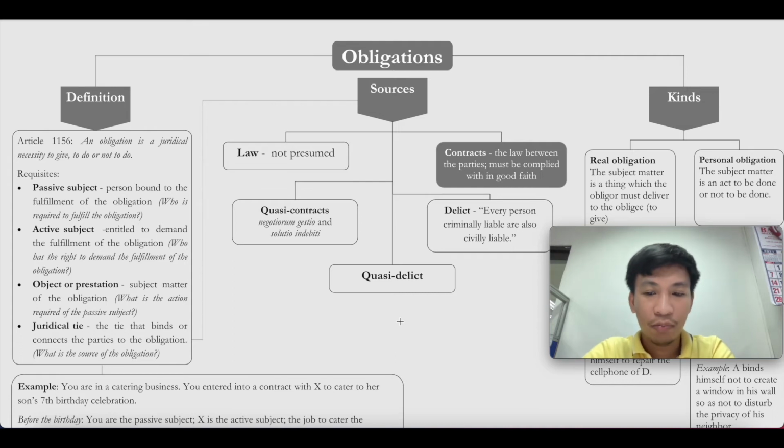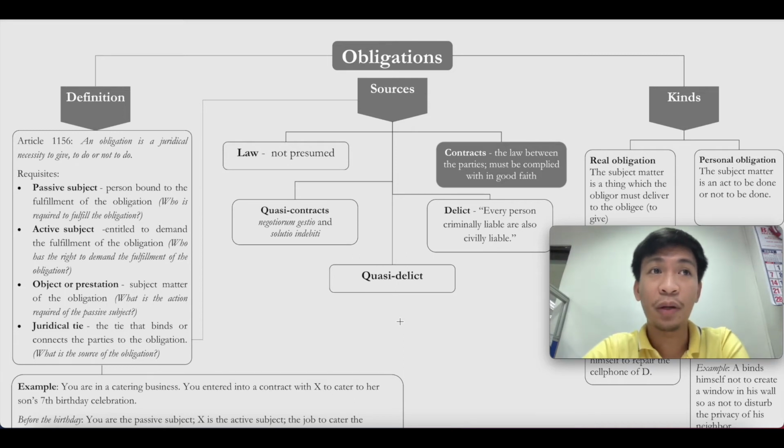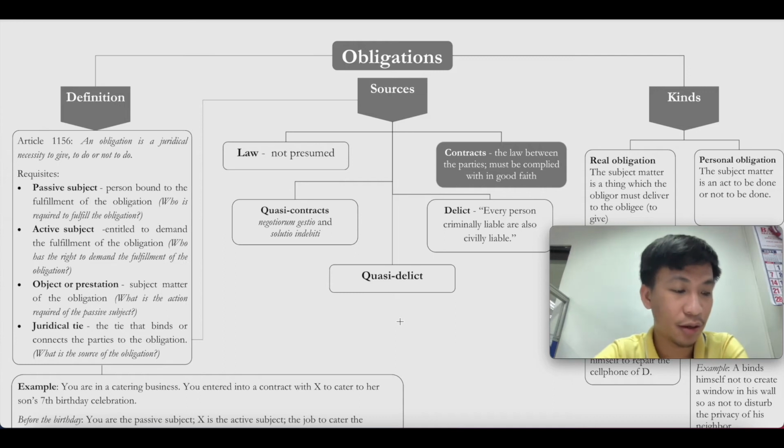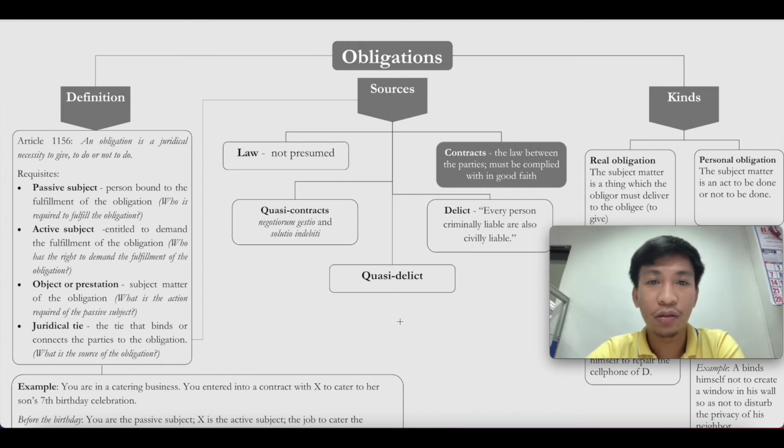Or for example, may nagabot sa'yo ng pera. Bayaran ko utang ko, sabi. Pero when you realize later on, wala pala siyang utang sa'yo, or worse, hindi pala ikaw yung pinagkautangan niya. So do you have the obligation to return the money? Yes, because that is a mistaken payment. Your obligation there is to return the money to whomever it is due.